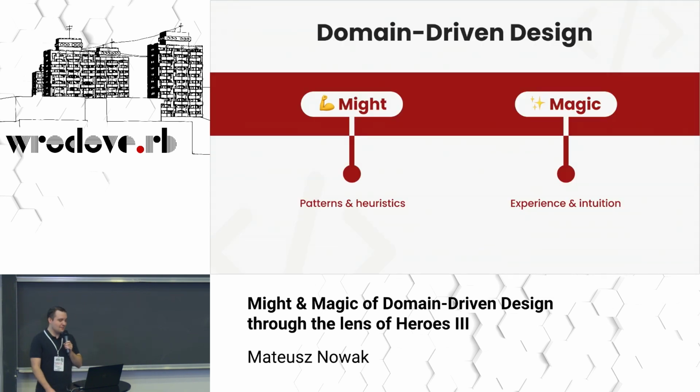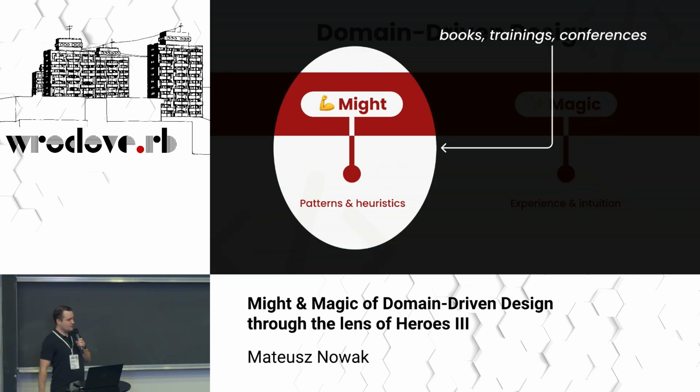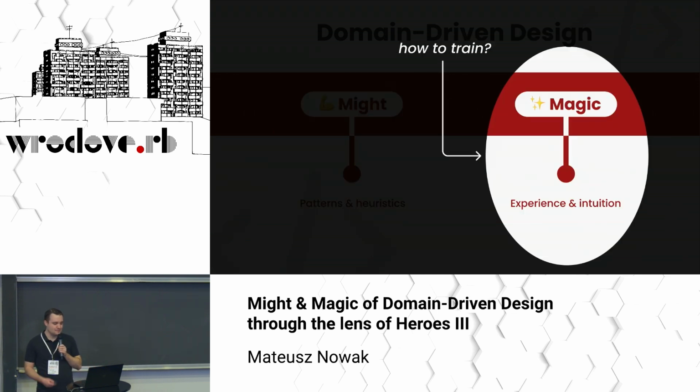So for the beginning, let's solve the analogy from the presentation title. What do I mean by might and magic referring to DDD? First of all, we have the might, so our patterns and heuristics. The theory we can learn from books or presentations like this, but to be successful, we need something more. We need a little bit of magic on top of that. And this is experience and intuition, but it comes with practice.